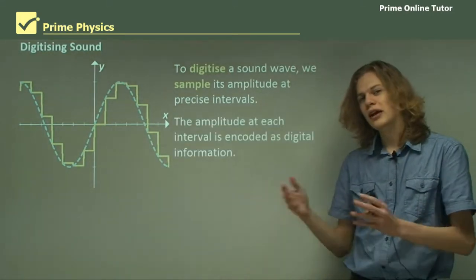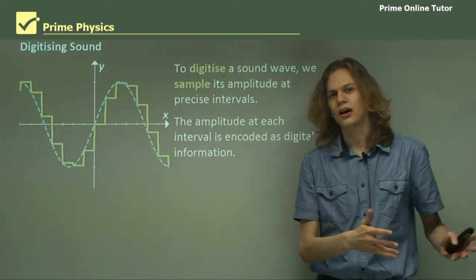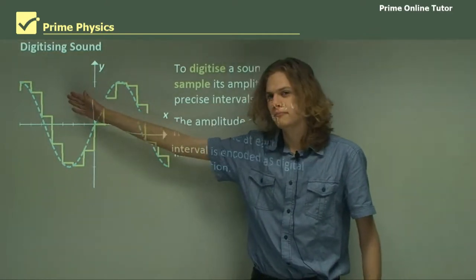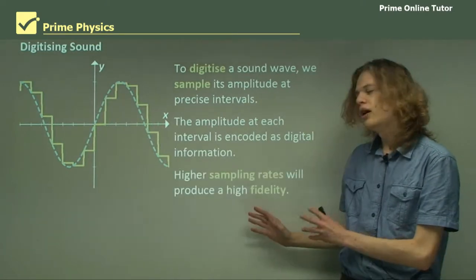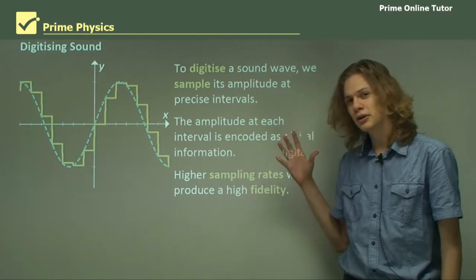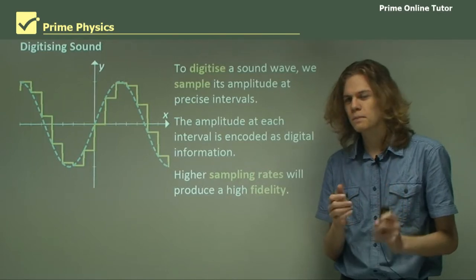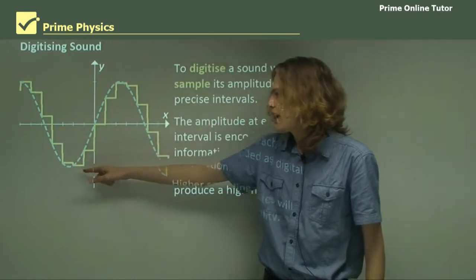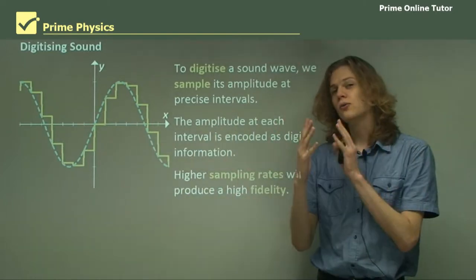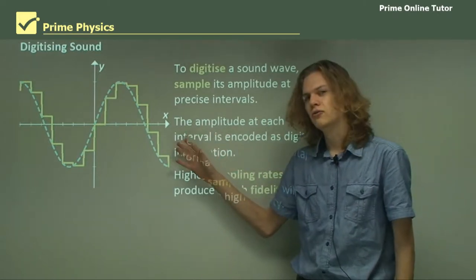So once we've taken each sample, we look at the amplitude of the analog wave at each part of the sample. And that's what we turn into our digital wave. So a higher sampling rate will produce higher fidelity. If we have a very, very high sampling rate, then that means that all the slices are very, very thin and very, very close together. And instead of getting this sort of aliased, jagged look, we'll end up with all the slices so close together that it will be almost impossible to tell the digital wave from the analog one.